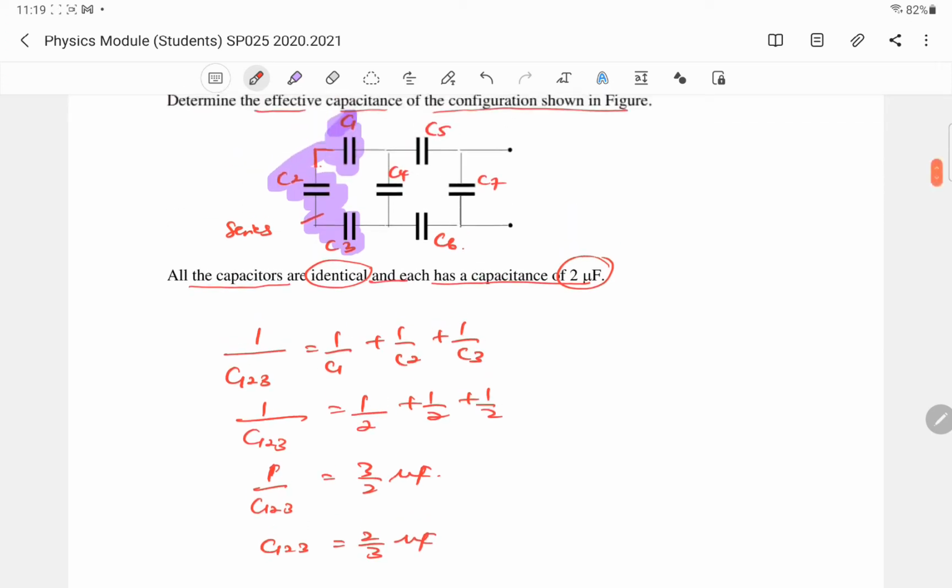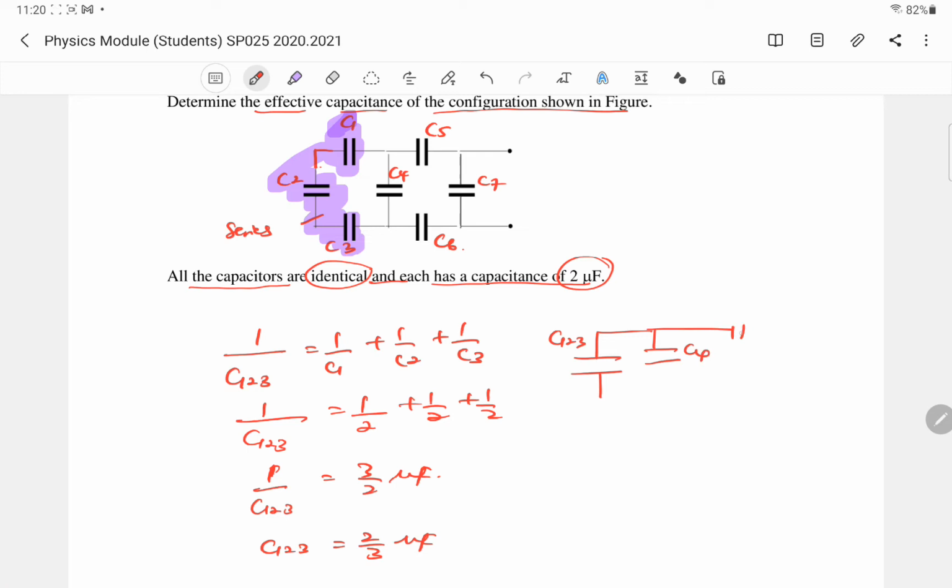Okay, so kita dapat dah C123. So kita lukis balik. Kita lukis balik kat sini akan jadi C123. Okay, this one is C4, this one is C5, C7, okay, this one is C6. So yang ni sambung kepada power supply lah.